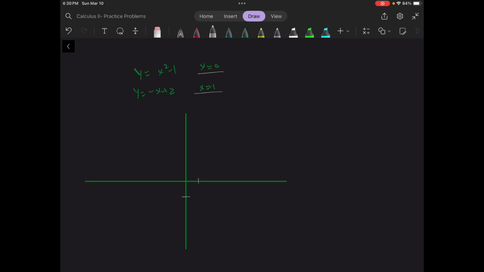So x squared minus 1, it has a y-intercept of negative 1, and then it's going to grow like an exponential function, kind of like that. And then negative x plus 2 has a y-intercept of 2 and a slope of negative 1, so it's going to go like that. But x equals 0 and x equals 1 just means we're only concerned about this region right here. This is the only region we're concerned about.